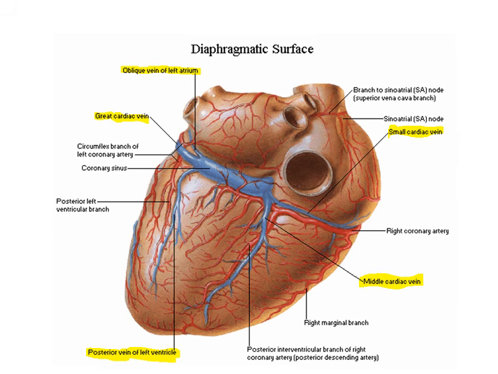And on the diaphragmatic surface, we have the middle cardiac vein entering into the coronary sinus from the right side, and the great cardiac vein entering into the coronary sinus from the left side. Then we have the oblique vein of the left atrium and the posterior vein of the left ventricle. These are all the tributaries of the coronary sinus, and this coronary sinus will ultimately enter into the cavity of the right atrium.